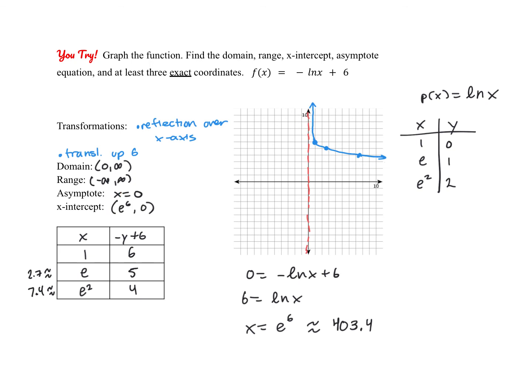So you could see that our asymptote was unmoved because we didn't shift left or right. Our domain and range are unchanged for that same reason. And then to find the x-intercept, again, you just set y equal to 0 and solve. And you can rewrite this as e to the power of 6 equals x. So here's the exact coordinate. You could write it as e to the power of 6, comma 0. But just to give you an idea of where that would fall, that's approximately 403.4. So again, it's way, way, way off our graph. But again, we're just providing the exact coordinate here.